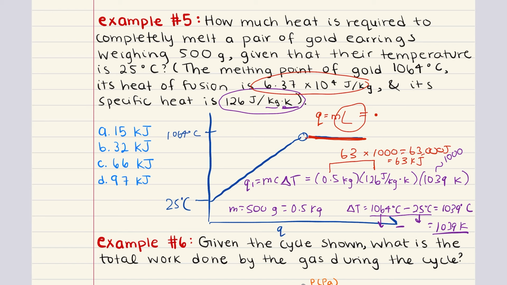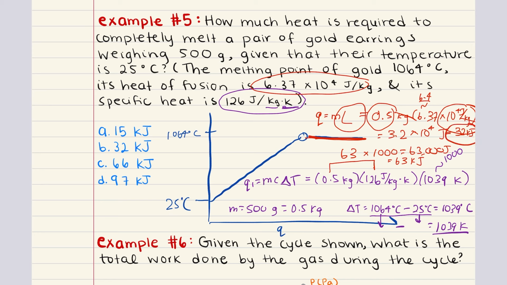So we're going to put in our mass in units of kilograms so that it cancels out appropriately. That's 0.5 kilograms multiplied by 6.37 times 10 to the 4 joules per kilogram. Now I'm going to round this to 6.4 because that's an easy value to multiply by 0.5. That gives us 3.2, and then we want to not forget that times 10 to the 4 joules. Kilograms cancel out, so our final answer is just in units of joules. Now we can convert this to kilojoules as well. It's going to be equal to 32 kilojoules.